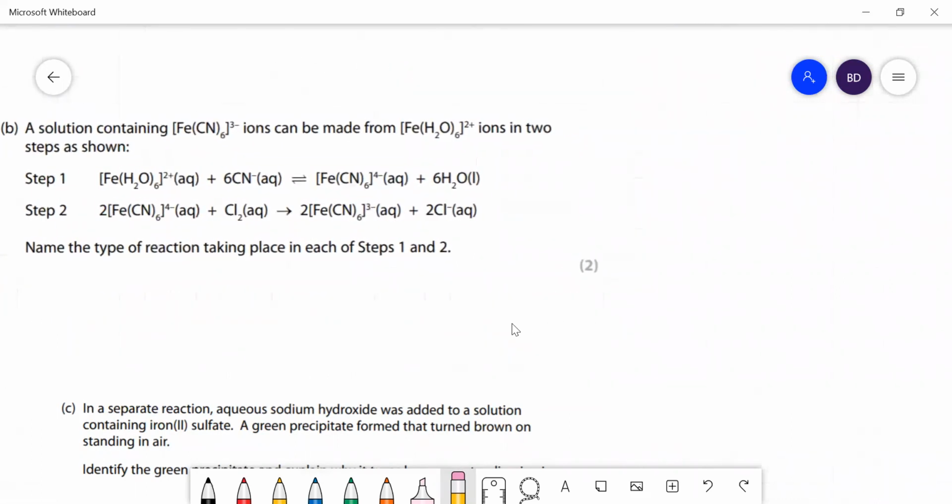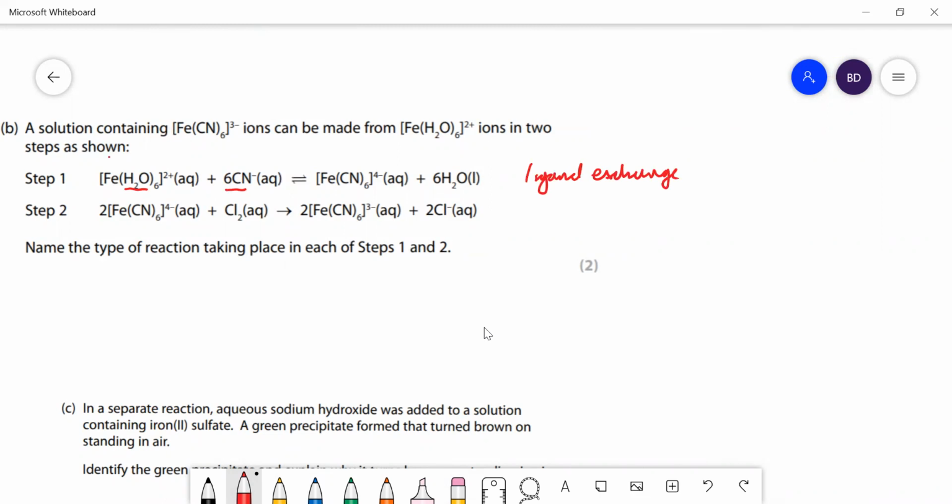Okay, a solution containing this ion can be made from this ion in 2 steps shown. Name the type of reaction taking place in steps 1 and 2. Well, let's have a look at step 1. We can see here that all we've done is we've replaced these water ligands with 6 cyanide ligands. So this is ligand exchange. There's no oxidation or reduction occurring there.